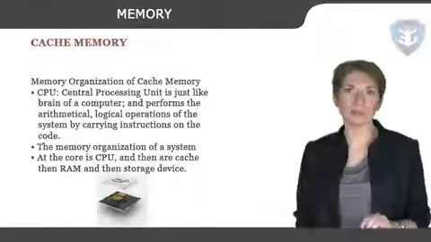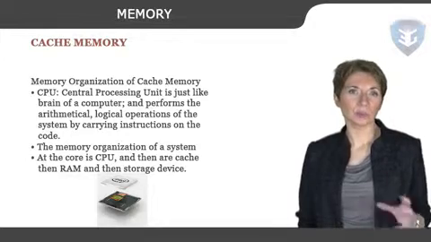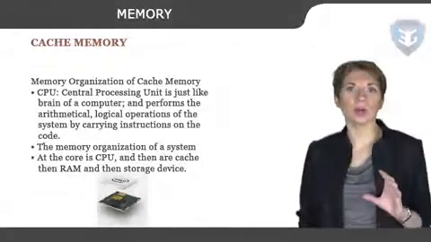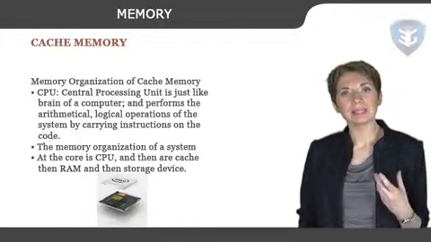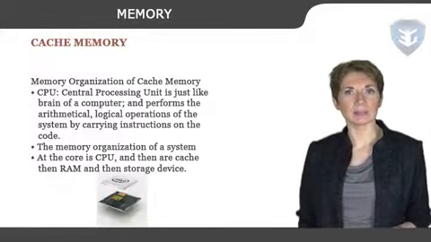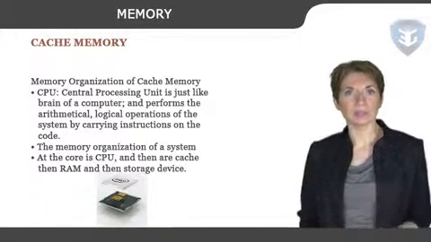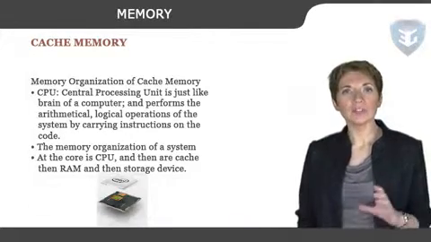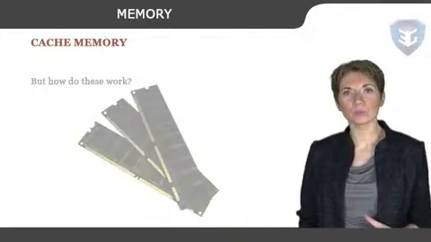CPU, Central Processing Unit, is just like the brain of a computer and performs the arithmetic logical operations of the system by carrying out instructions on the code. The memory organization of a system. At the core is the CPU, and then the cache, and then RAM, and then storage device. But how do these work?